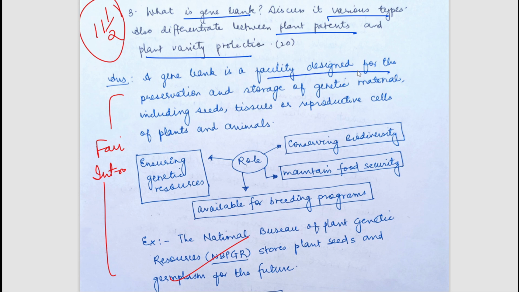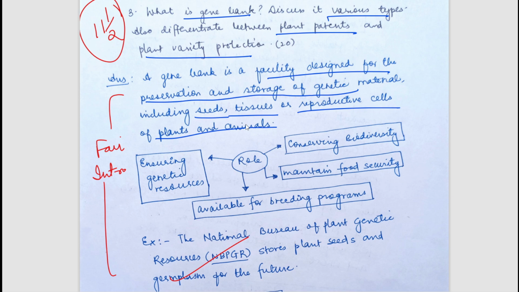So what is a gene bank? It is a facility designed for the preservation and storage of genetic material, including seeds, tissues, reproductive cells, plants and animals. As the name suggests, it is a bank of genetic materials. We are just storing or preserving the genetic materials so that if a species is lost in the future and gets extinct, we still have that gene to make or cultivate those species again.